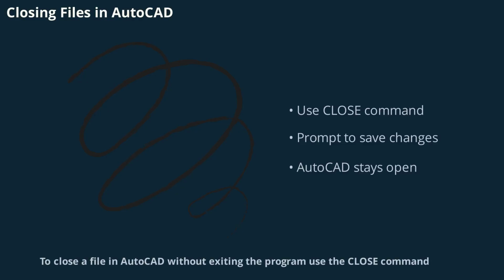Close a file in AutoCAD without exiting the program. Use the close command. You can type close in the command line or select close from the file menu. AutoCAD will prompt you to save any unsaved changes. Choose yes to save, no to discard, or cancel to return to the drawing. The current drawing closes but AutoCAD remains open, allowing you to open or create another drawing. This workflow ensures you can manage multiple projects efficiently.